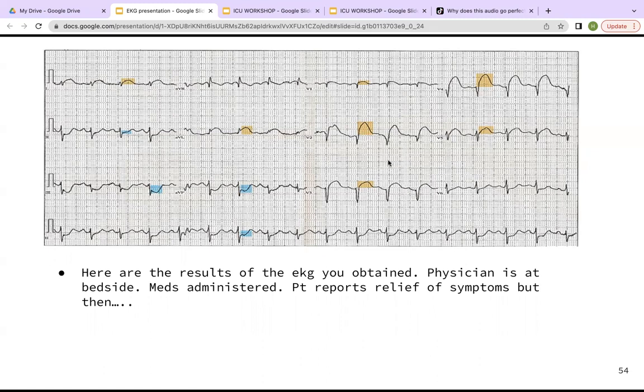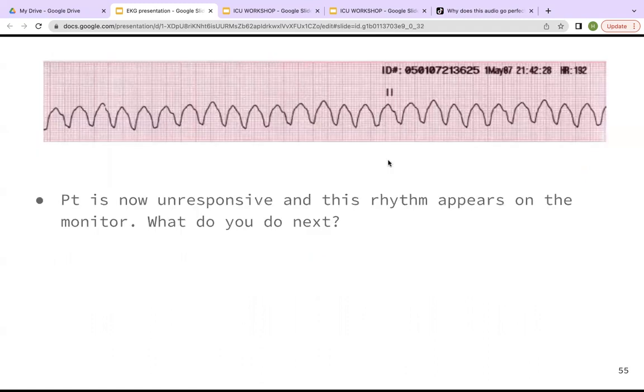So the doctor is more than likely going to want to get him back to the cath lab, do another PCI. But then once his symptoms are relieved and we're getting ready to go to the cath lab, his rhythm looks like this and he is unresponsive. What are we going to do next?